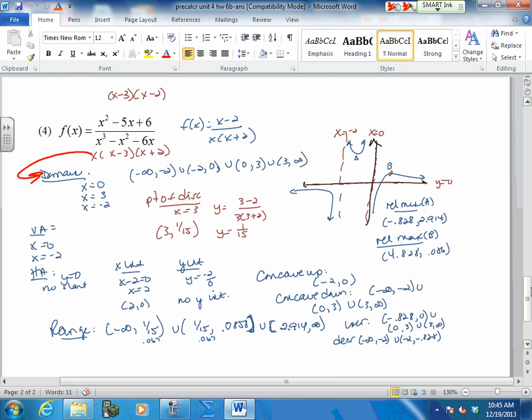It gets a little bit cumbersome here. This is probably the hardest one you'll get. It's got a lot of things going on. Now, after you take out your domain, reduce this. We're going to take out this factor. This is going to come out. So this guy becomes your point of discontinuity.